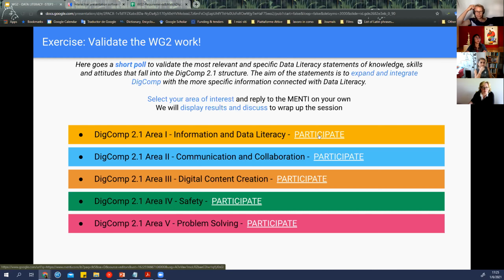Rina, I think it's a bit long to engage in all the 25 statements we develop in these 5 areas of the DIGCOMP, like trying to match the data literacy statements with the areas of the DIGCOMP. But if you want, you can select one of these DIGCOMP areas and participate in the Menti and take a look at the statements and decide whether the statements match the DIGCOMP area.